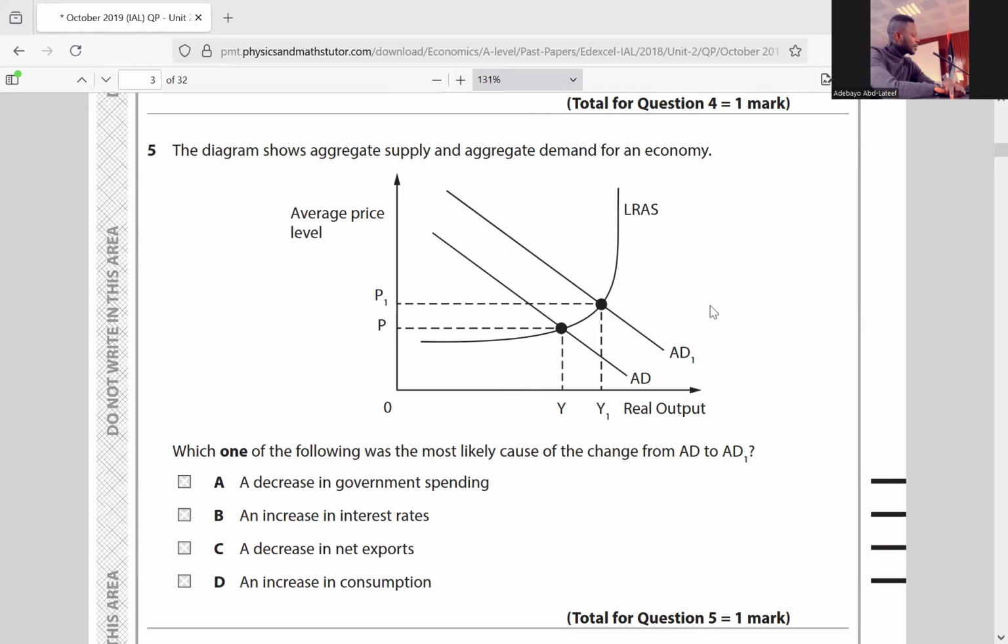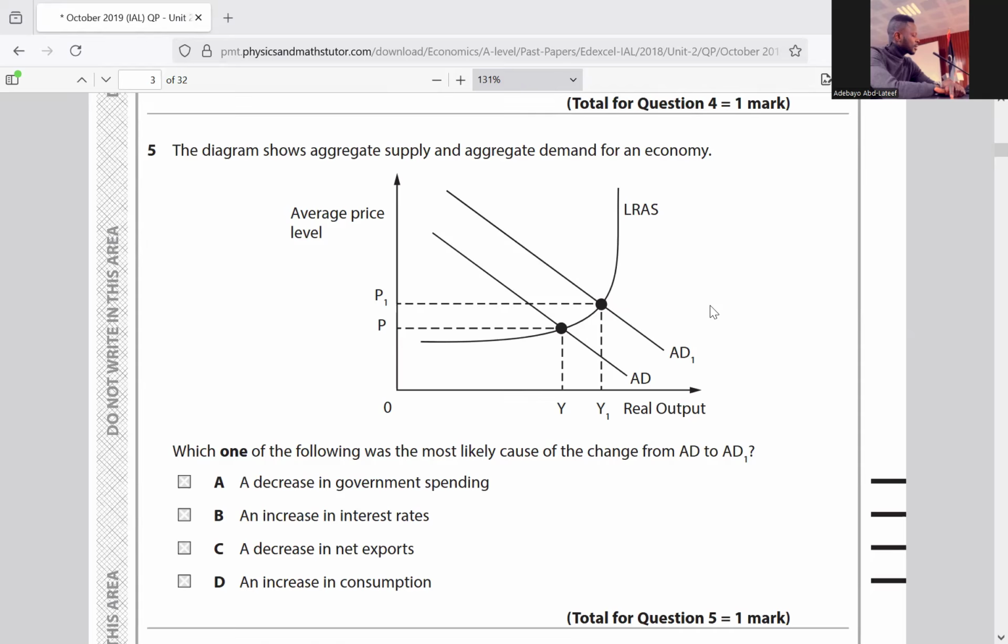So let's look at the options we have. A, a decrease in government spending. A decrease in government spending will represent a leftward shift to the AD curve. So it is not A, because we need to find where we have a rightward shift. B, an increase in interest rate. An increase in interest rate represents a high cost of borrowing. And if the cost of borrowing increases, it means households and firms will not be able to borrow for investment or consumption. And both investment and consumption are expected to fall. And if they fall, it simply means aggregate demand would shift leftward.